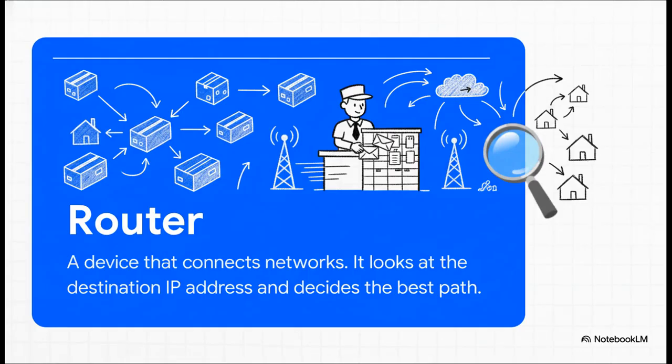So who's reading these IP addresses? Routers. You've got one in your house, and there are millions of them that make up the backbone of the internet. Every single router is like a postal worker at a giant sorting facility. It takes one look at the destination IP address on our packet and makes a split-second call on the best path to send it on next.